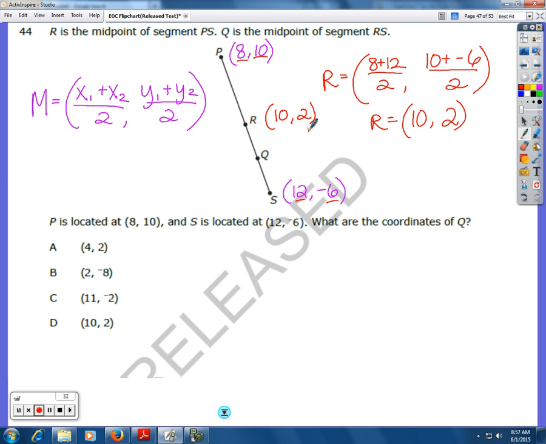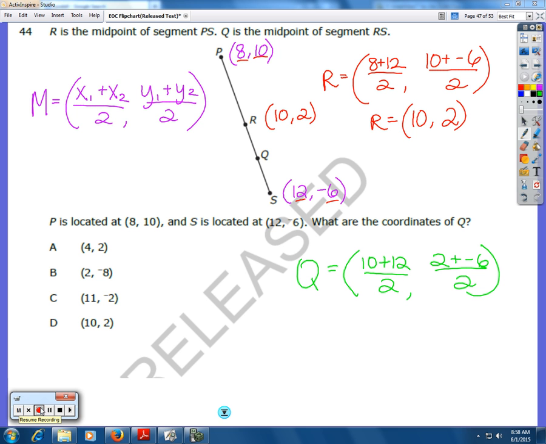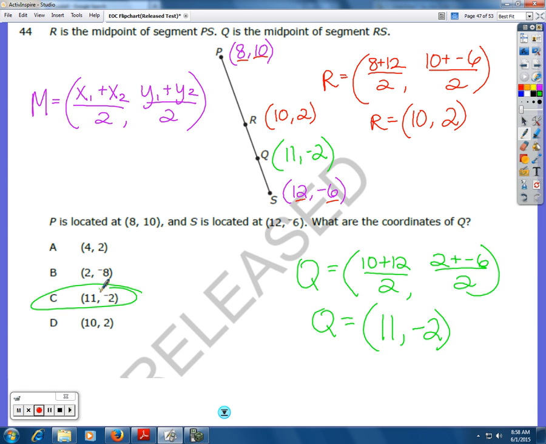Now I'm going to do the midpoint formula again between R and S in order to get Q. So Q is going to be 10 plus 12 divided by 2, and then 2 plus negative 6 divided by 2. Okay, so 10 plus 12 is 22, divided by 2 would give us 11. 2 plus negative 6 is negative 4, divided by 2 would give us negative 2. All right, so our answer for Q would be 11 and negative 2.